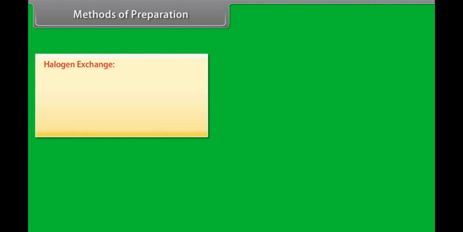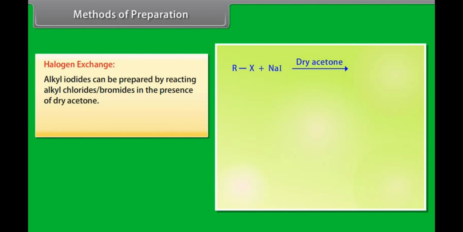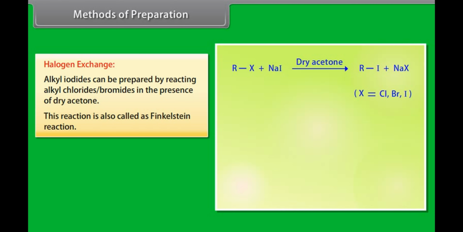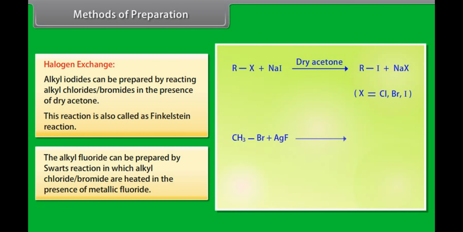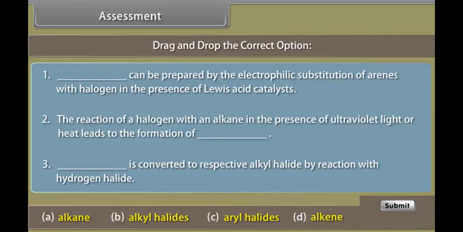Halogen exchange. Alkyl iodides can be prepared by reacting alkyl chlorides or bromides in the presence of dry acetone. This reaction is also called the Finkelstein reaction. The alkyl fluoride can be prepared by the Swarts reaction, in which alkyl chlorides or bromides are heated in the presence of metallic fluoride.